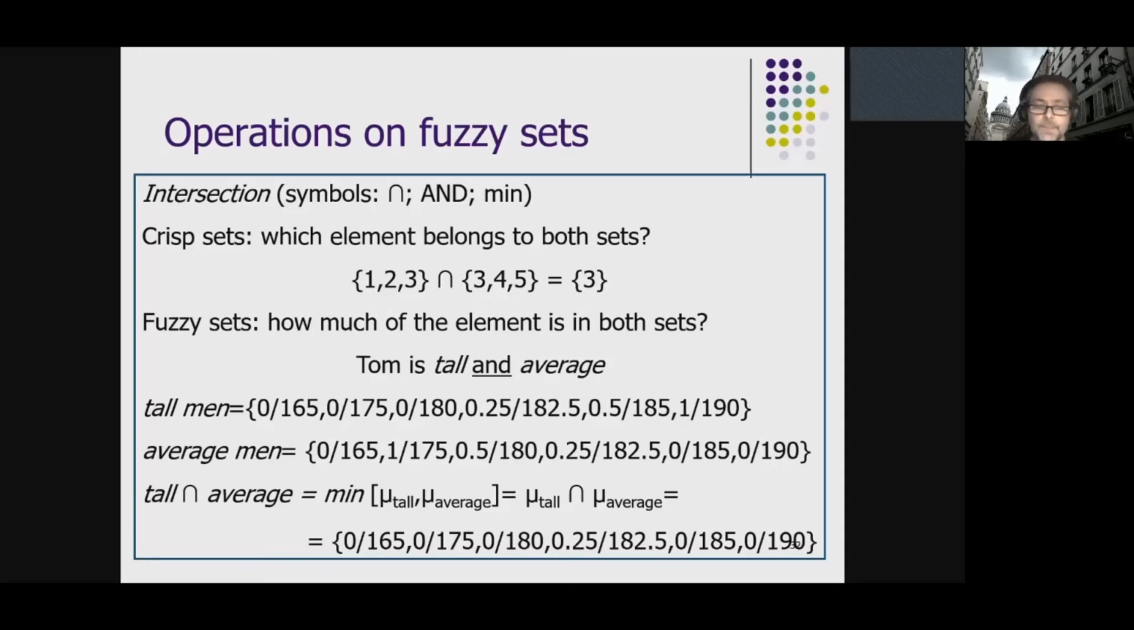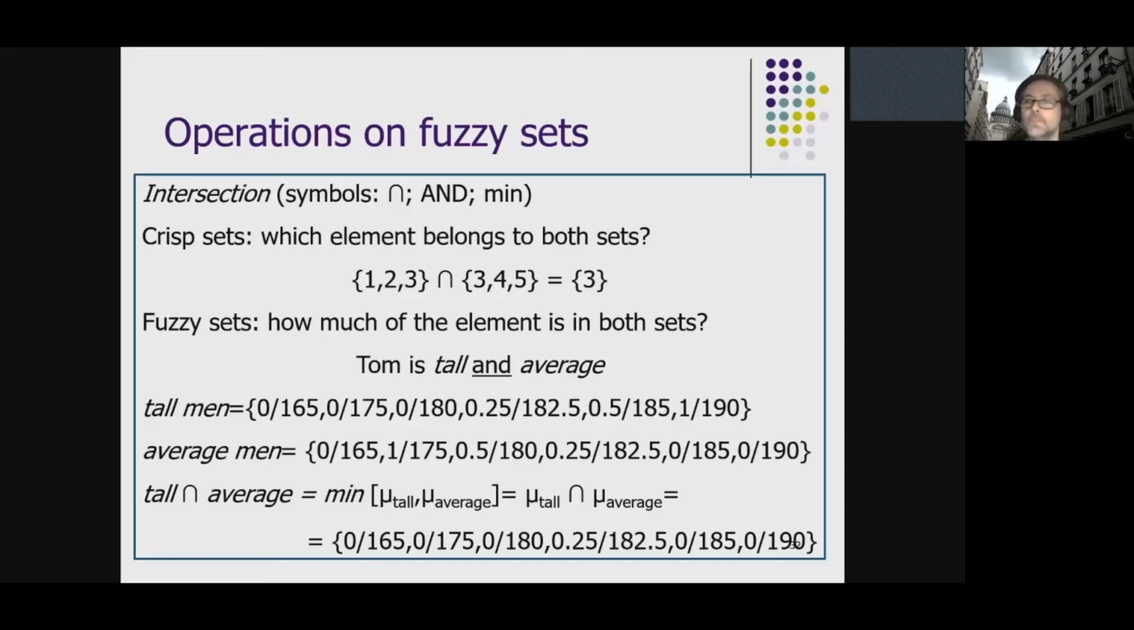In fuzzy sets, the situation is completely different. You can deal with situations like my statement here, which is completely fuzzy: Tom is tall and average. We refer to a person and we say that this person is both tall and average at the same time. This crazy scenario can be dealt with by fuzzy logic.